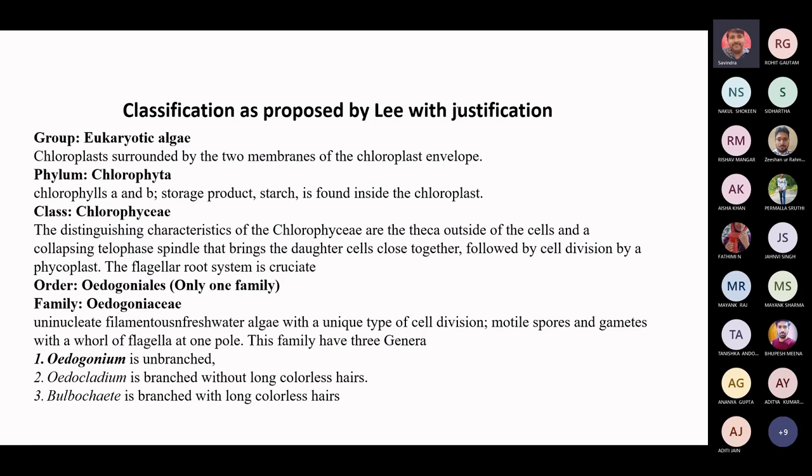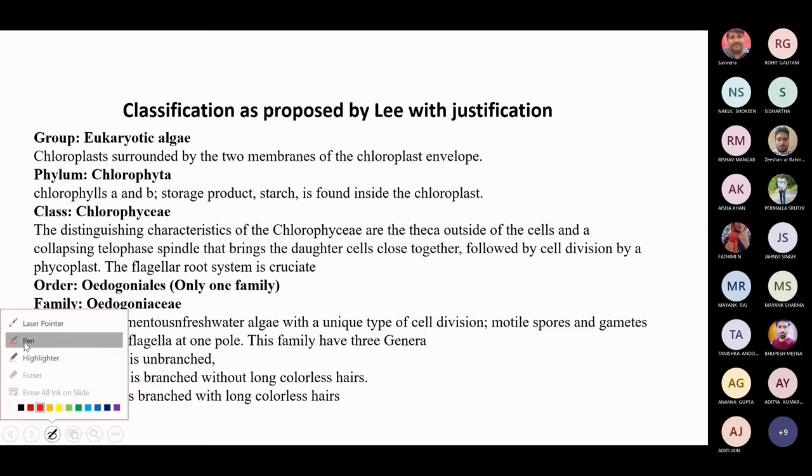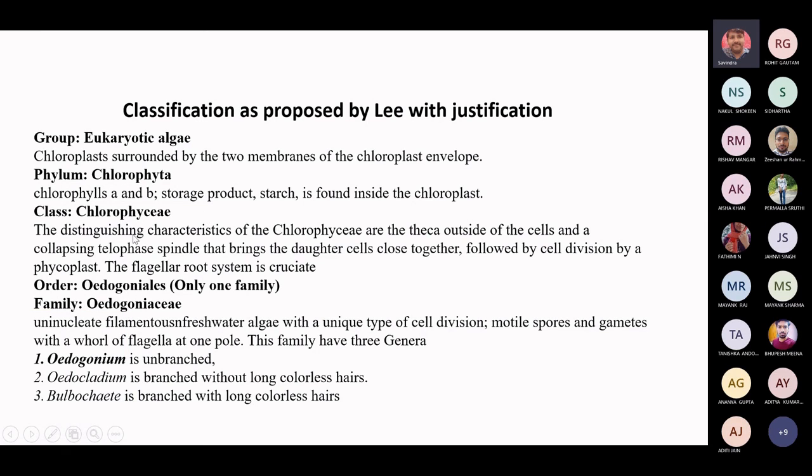And this is a classification proposed by Lee with justification. Up to chlorophytes we have already discussed in the case of Chlamydomonas and Volvox. We will discuss Oedogoniales, which have only a single family, Oedogoniaceae. And why is it under Oedogoniaceae? Because of uninucleate filamentous freshwater alga with a unique type of cell division. This is the most important thing: unique type of cell division, motile spore, whorl of flagella. And these are the characteristic features which make any genus come under Oedogoniaceae.